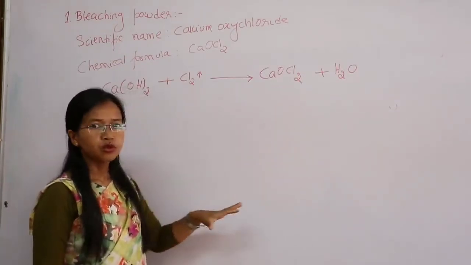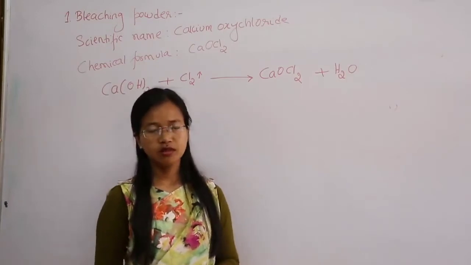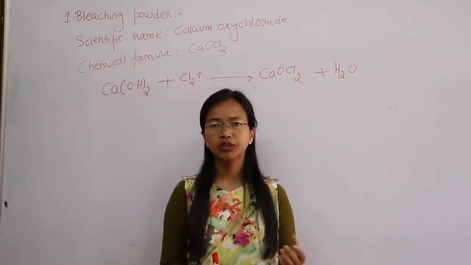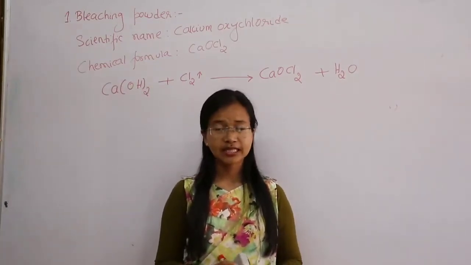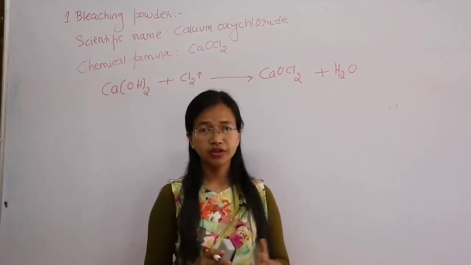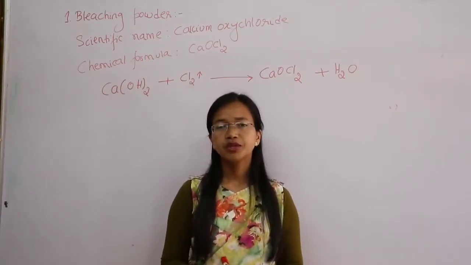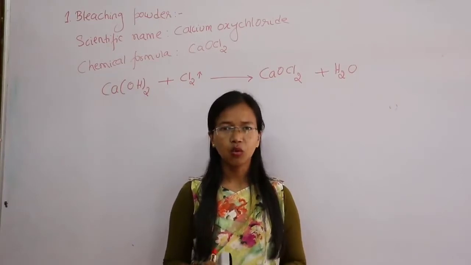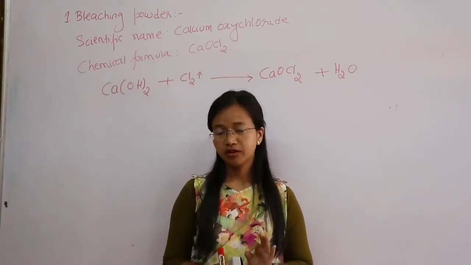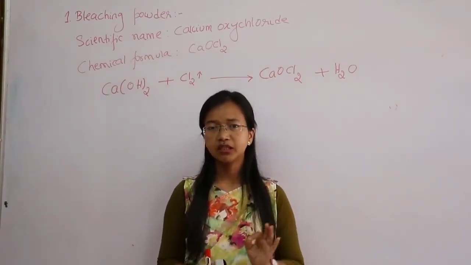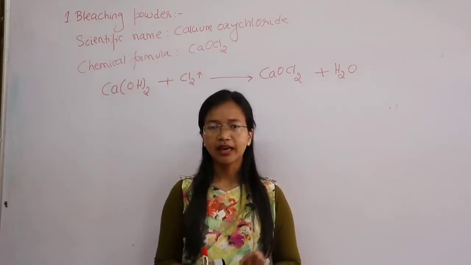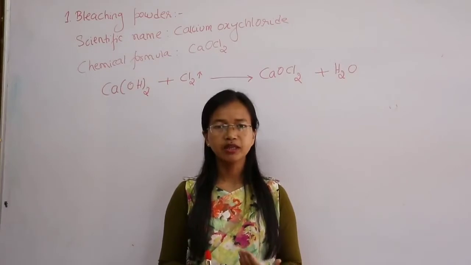Alright. So bleaching powder has many uses. Some of the uses of bleaching powder are: it can be used in the textile industry, it can be used for laundering purposes, or it can be used for disinfecting drinking water. I believe you have understood the meaning of bleaching powder and its uses. Now let us see the second salt, that is baking soda.